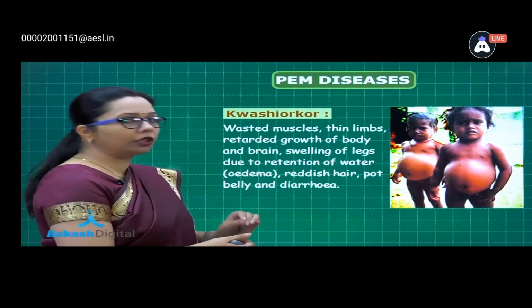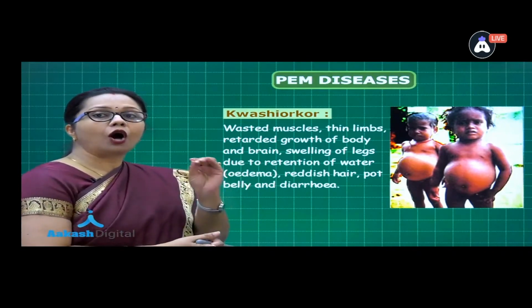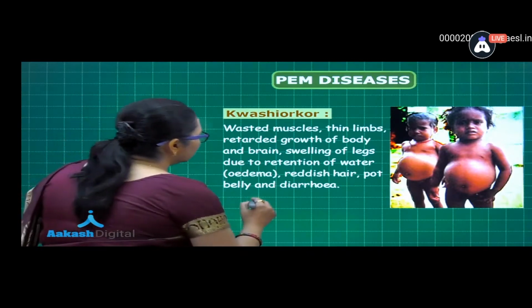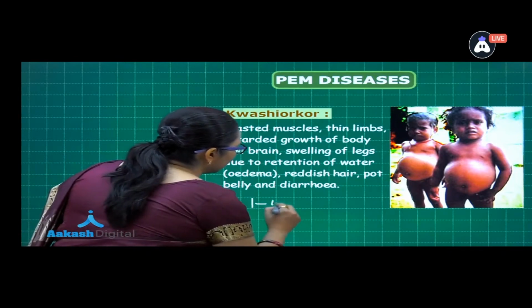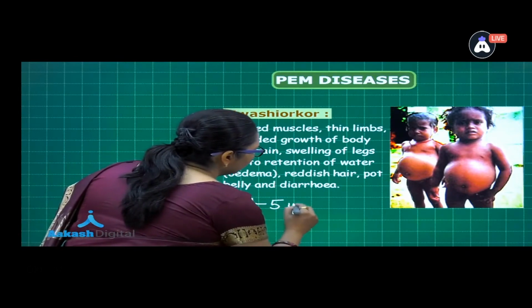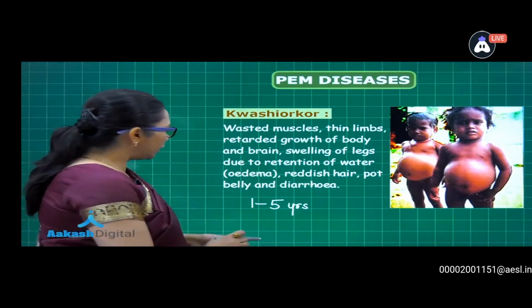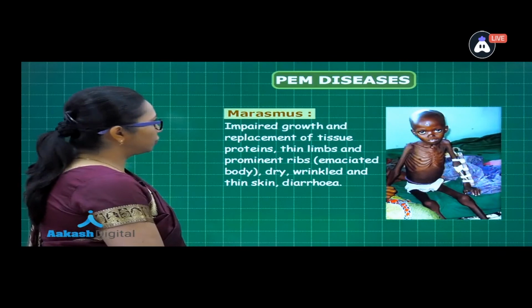And this kind of disorder is observed in children of 1 to 5 years of age. So here we can mention that this disorder can be seen in children in the age group of 1 to 5 years. Then there is another disorder, that is marasmus.